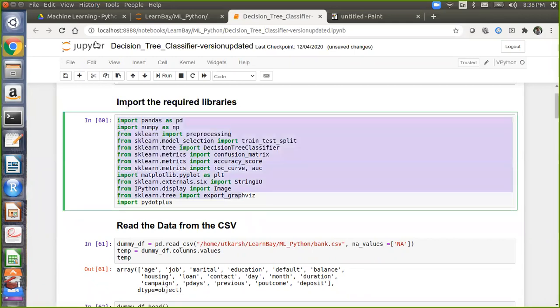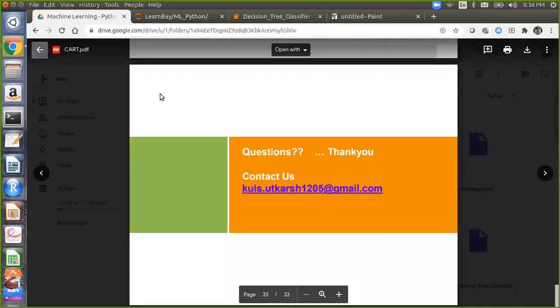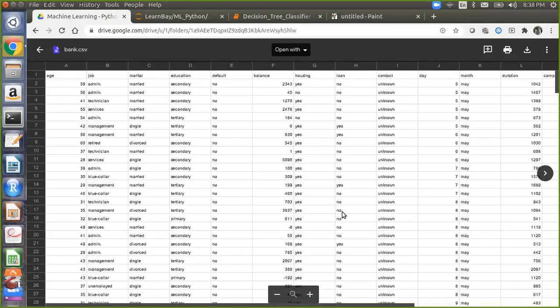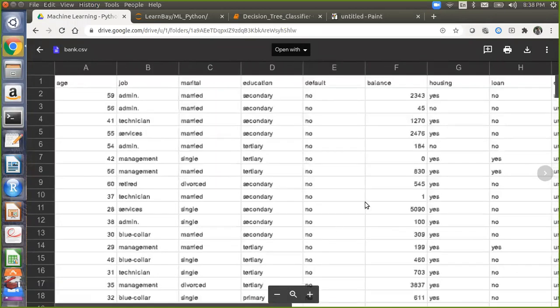Now what I will do is show you the data set, what kind of data set we are going to use. I have this data set available. In this data set you have columns: age, job, marital status, married, single, divorced, education. Now you have this parameter called default.